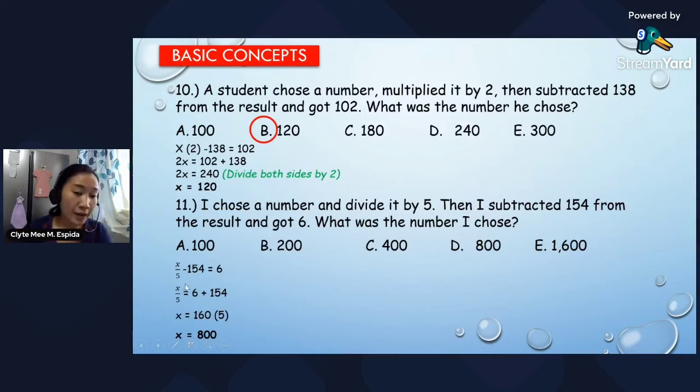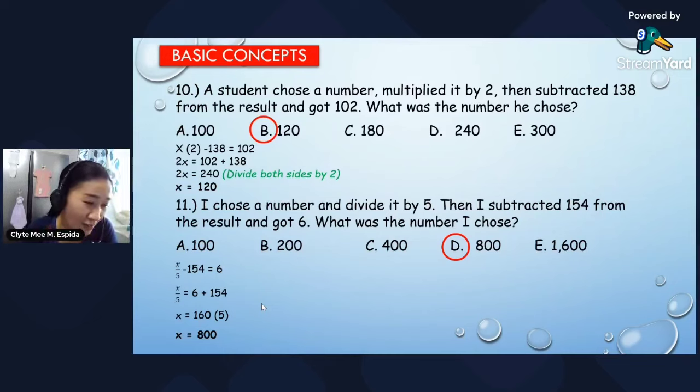So x over 5, the same addition property of equality, ilipat natin si 154. So you will have 6 plus 154. 6 plus 154 is equal to 160. So how are we going to simplify this 5? Actually, we cross multiply. So when we cross multiply, we'll have 160 times 5. That's why you have x equal to 800. Okay, let's have number 12.